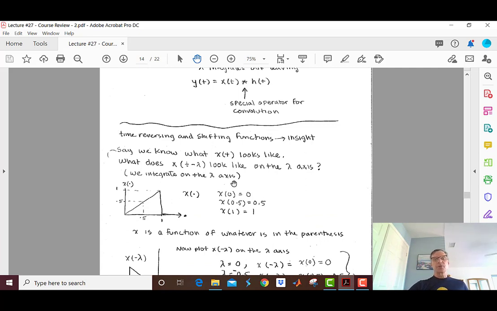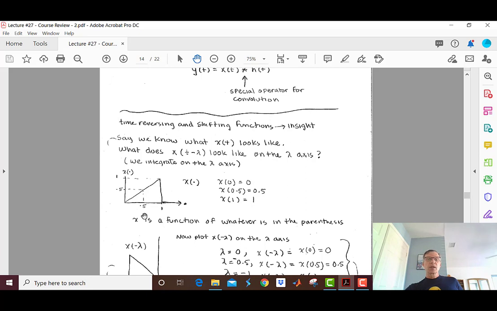So what I showed you in class is that here's our function x, and I'm just going to say x of dot, because it's a function of whatever is inside the parentheses. So x of 0, put a 0 in the parenthesis. And remember, this is our dot axis here, right? If dot is 0, we're 0. If dot is 0.5, we're 0.5. If dot is 1, we're 1. X is a function of whatever is in the parentheses.